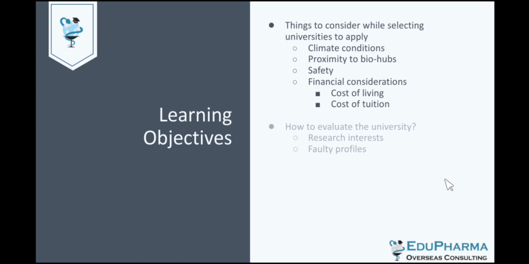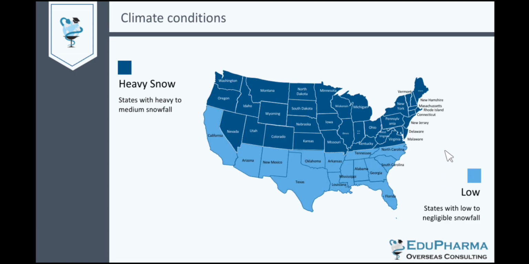One of the important things that you need to think about is the climate conditions. You all may have heard about the freezing conditions and the snowfall that happens in the US, and if you are particularly affected by freezing temperatures or very low temperature or cannot handle cold, it would be important to select universities in states where there is not a lot of snowfall. So in this particular map you can see the different states of the United States where there is heavy snow, as well as states with low snowfall.